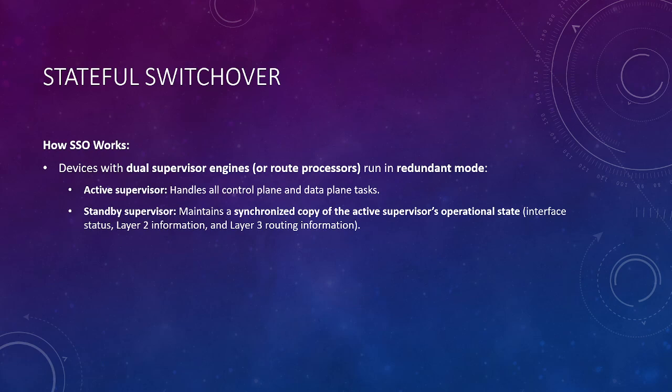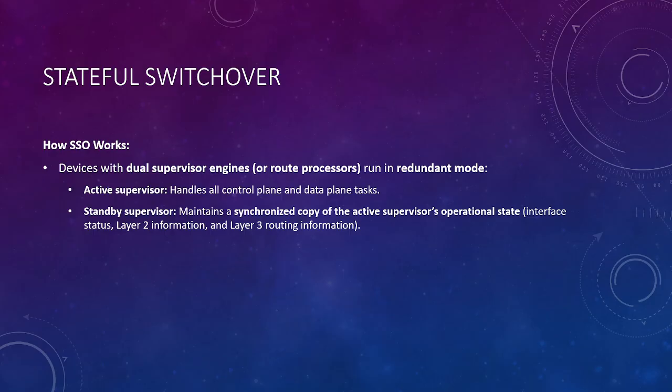What it does is maintain a synchronized copy of the active supervisor's operational state. For example, if the active supervisor has 10 interfaces up, that interface status will be copied to the backup or standby supervisor. It's active-standby, so when the active fails, the standby will kick in. For that, all the information on one CPU will be copied to the other CPU, all the information needed to bring the network up without any issues, without any network instability.